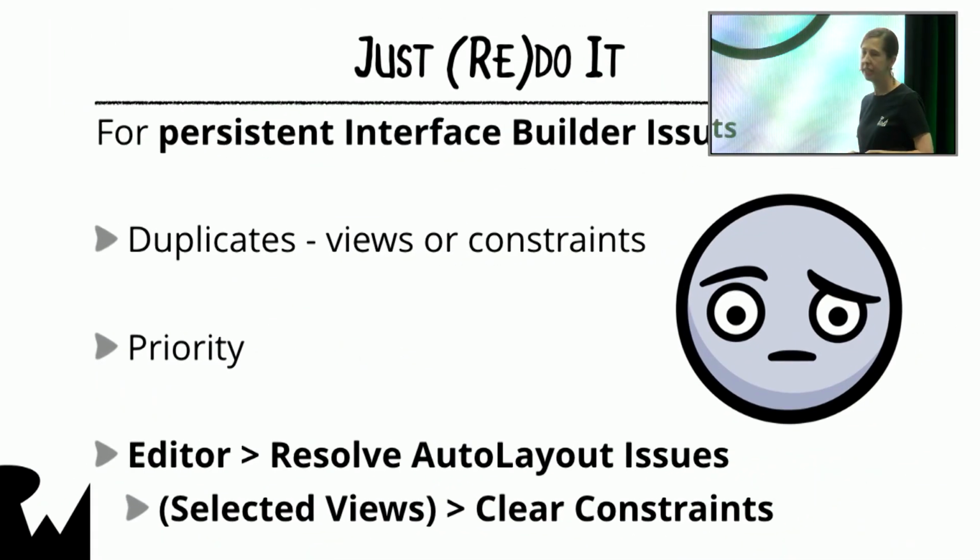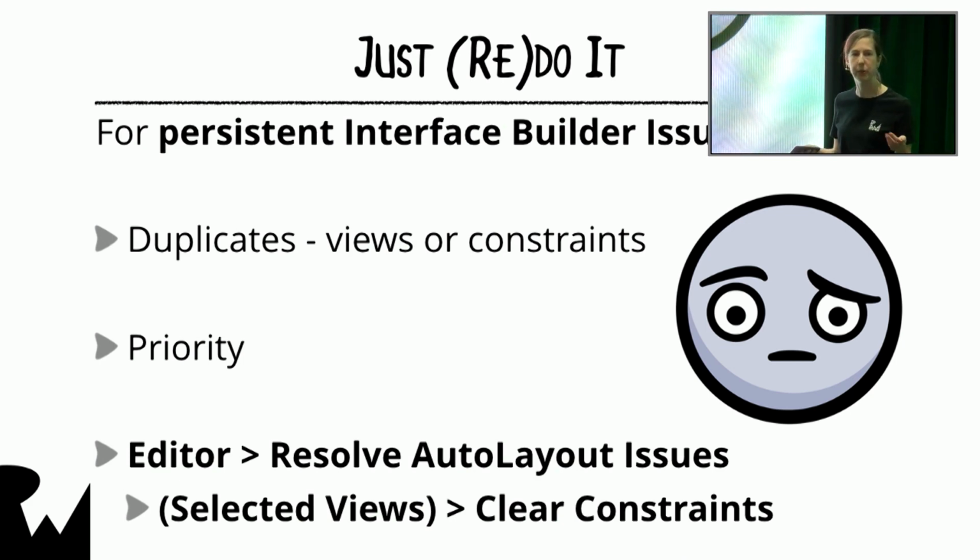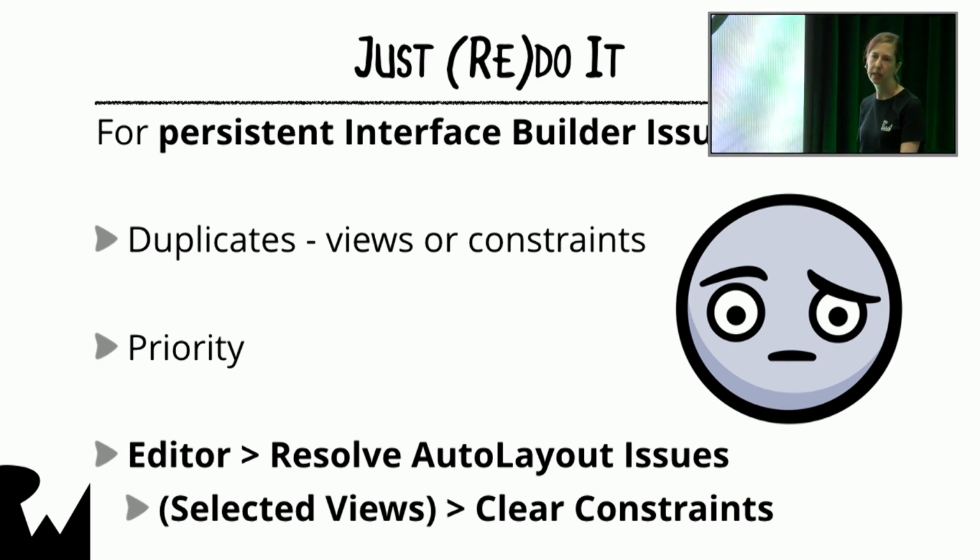So, just redo it. This is a general idea for persistent Interface Builder issues. Let's imagine that you might have opened up a storyboard that you haven't opened for a year, or a colleague has come along and done something funky to your storyboard since the last time you touched it. You might end up with a lot of errors and warnings when you open that storyboard in Interface Builder. So there are a couple of techniques you probably want to try.